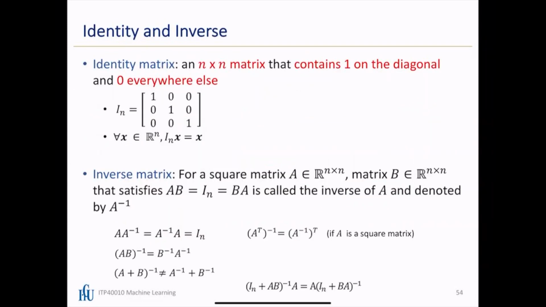And here comes the identity matrix. This is an n by n matrix that contains 1 on the diagonal and 0 everywhere else. So basically on the diagonal it has 1, and everything else is 0.